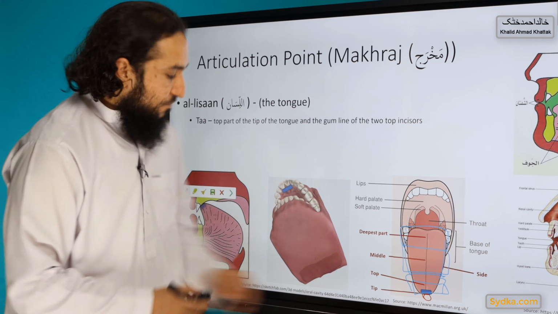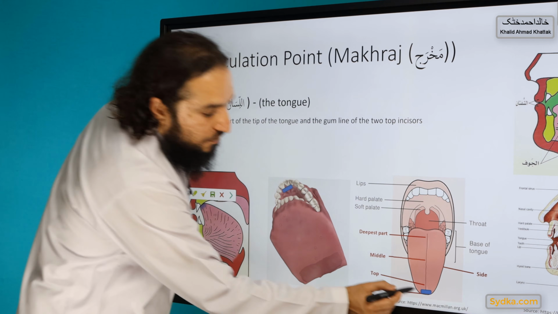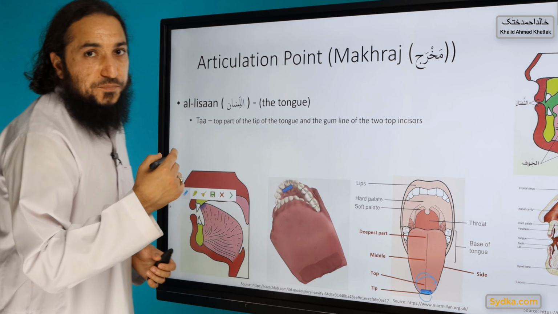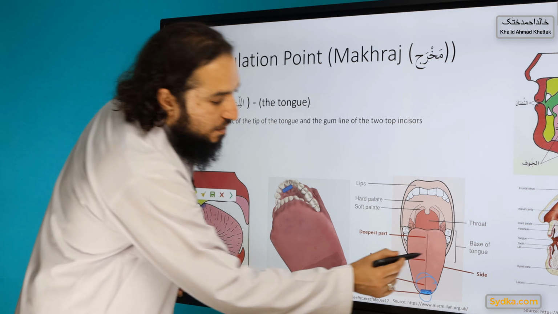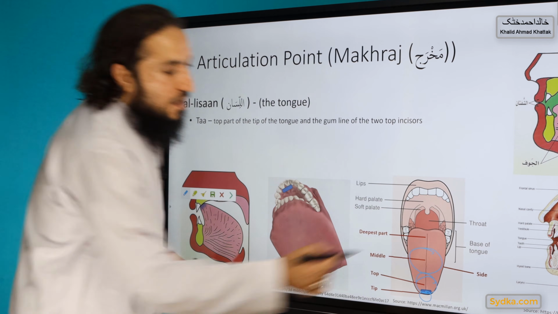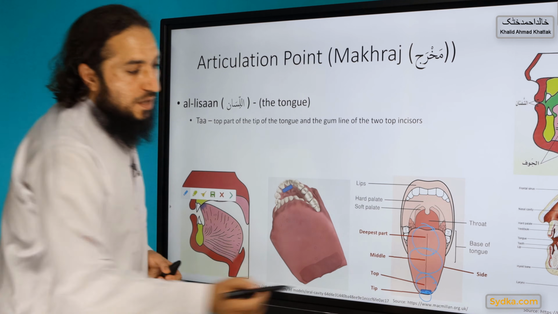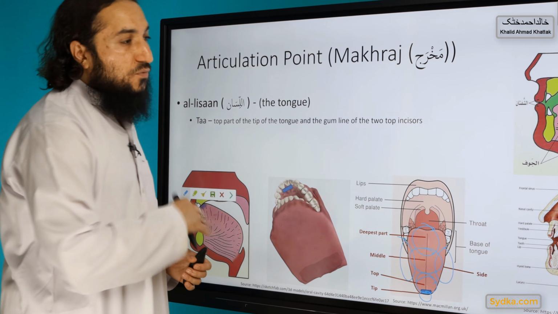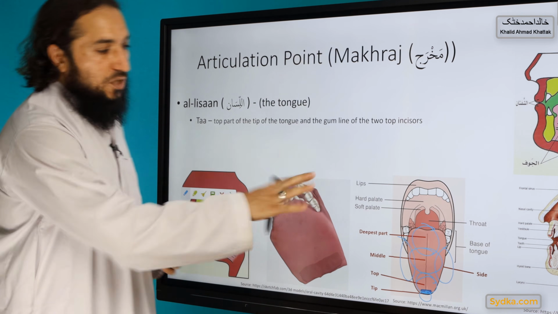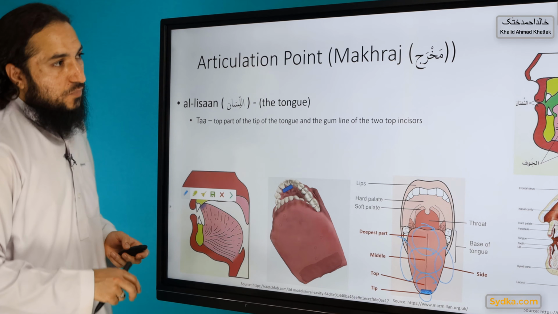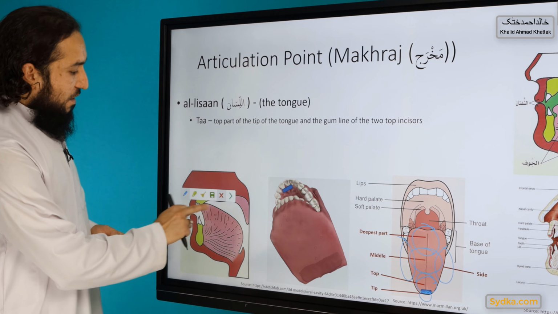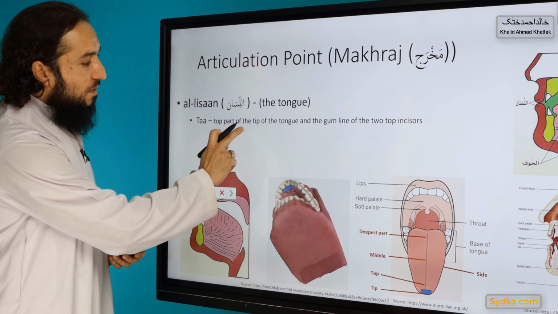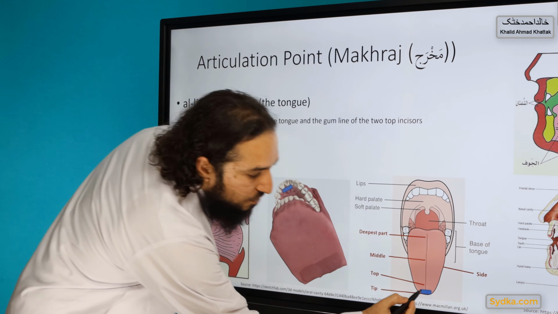The first one is called the tip of the tongue. The second one is the top part of the tongue. This one is the middle part of the tongue, and this one is the deepest part of the tongue. And we have the sides of the tongue, because all these parts will be used in future sessions. So that's why you need to know this. What we said here is the top part of the tip of the tongue.